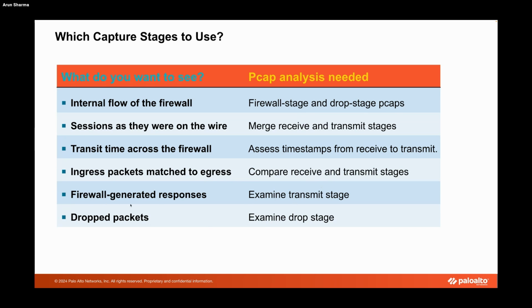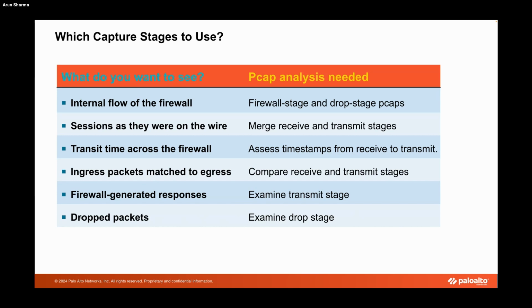There are a few packets which are generated by the firewall, like response pages and things like that. Those will be recorded at the transmit stage. So when you examine something like a page blocked for a malicious URL, that page is coming from the firewall, so you will see that in the transmit stage.